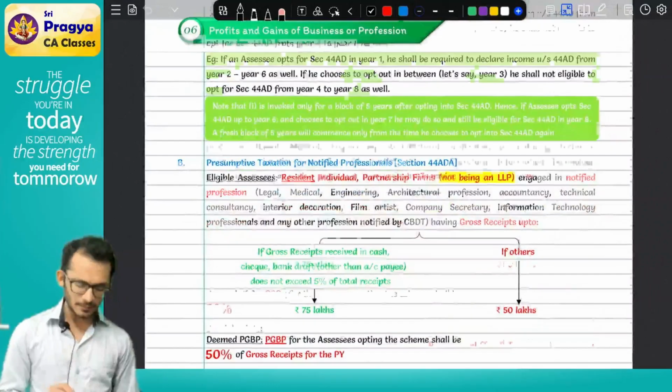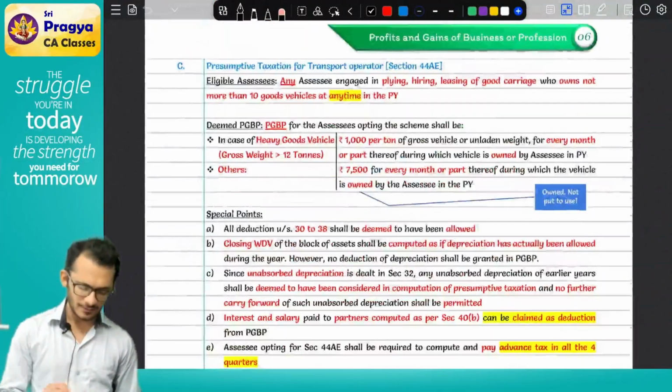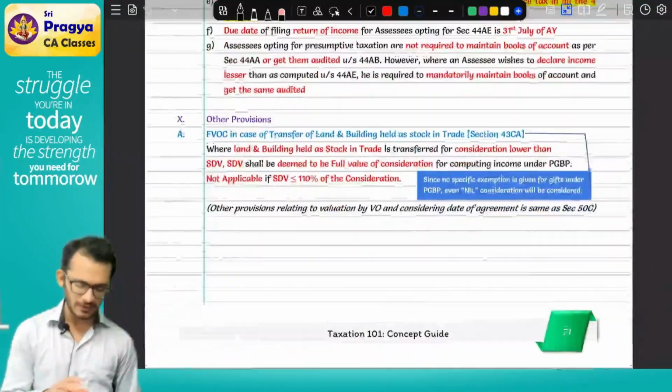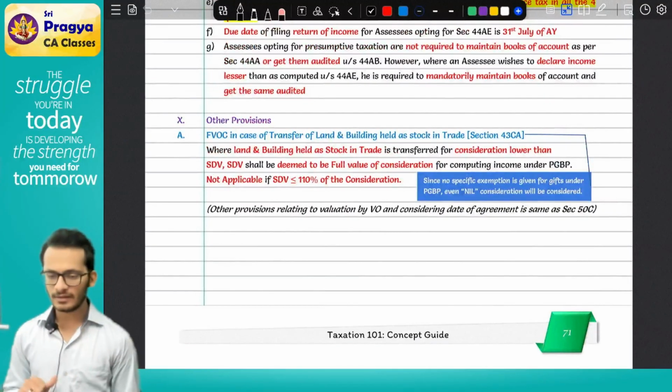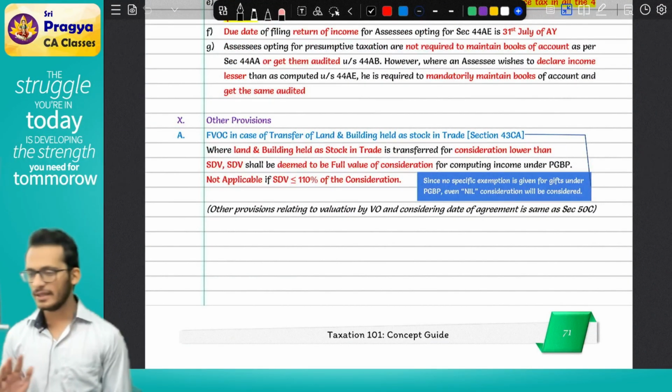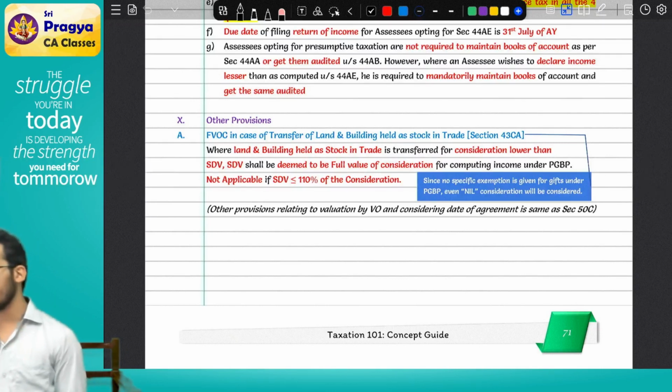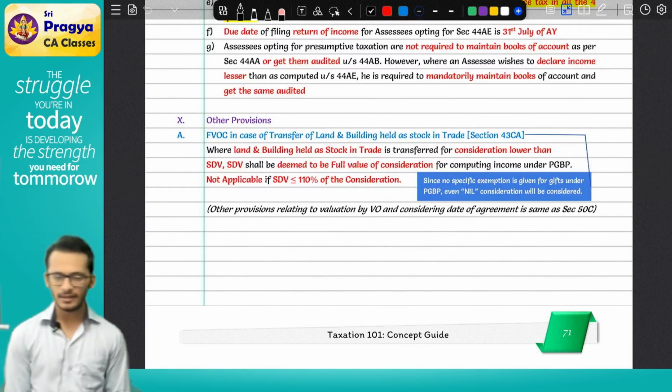There are some special provisions at the bottom which have been notified for the final syllabus. I am not going to take you through them in much detail because it is not so relevant. It is very specific, industry-level, but let's just go through.